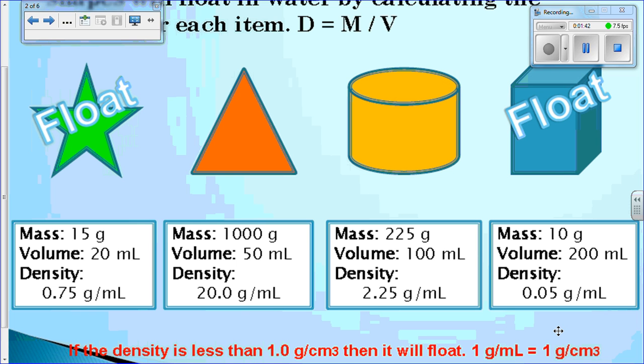And then the last one, 10 divided by 200 gives us 0.05 grams per milliliter. Since that is less than 1, that means it's less dense and it would float.